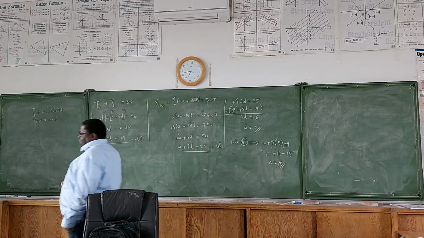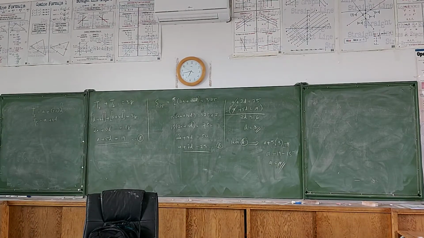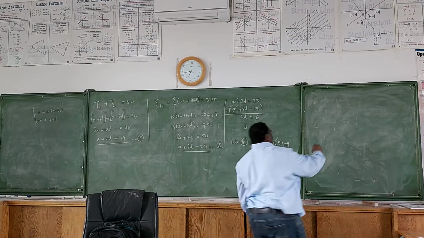Now the question is not asking that. The question was asking us to determine the sum of the next 15 terms. So we now know A and D. We are supposed to find the sum of the next 15 terms. We know the sum of the first 15 terms, and then the next 15 terms starts at the 16th. So we only want to find the sum of the next 15 terms. We know the sum of the first.